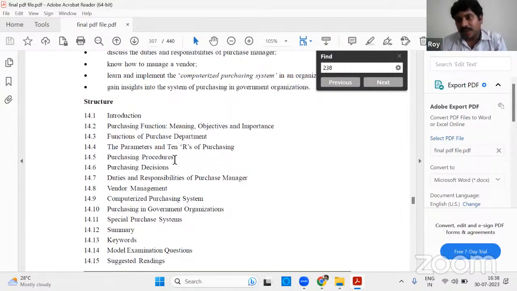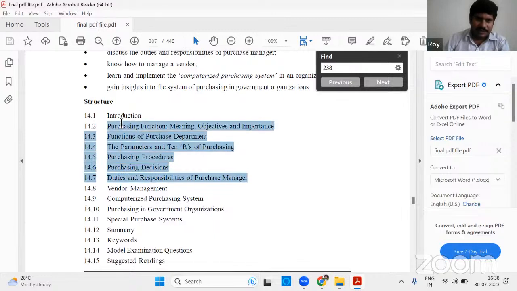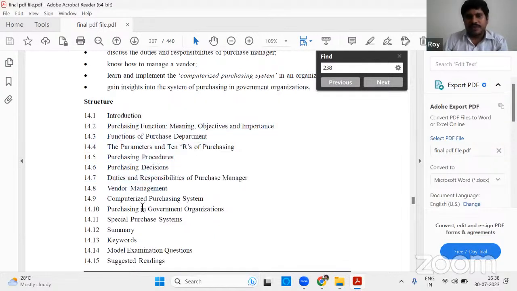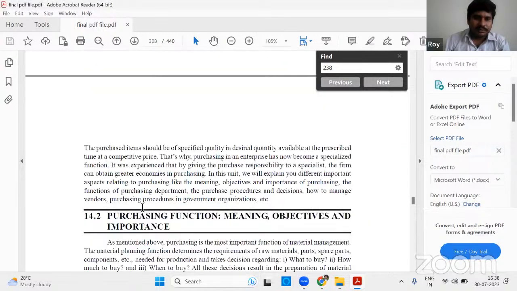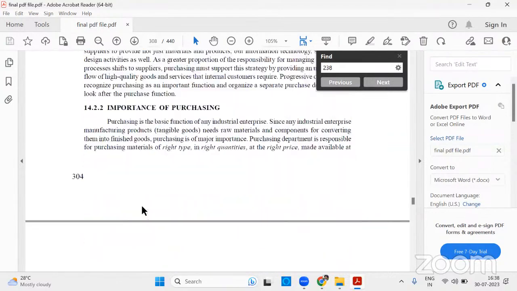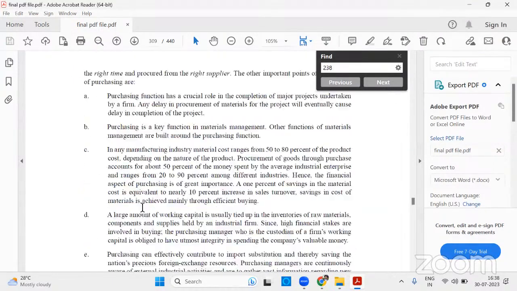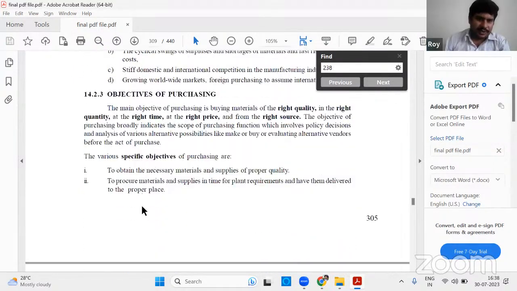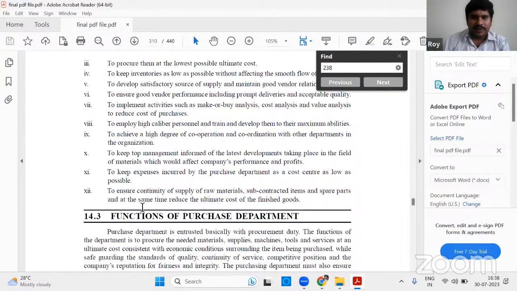Purchasing decisions. What are the things that you will consider when you are purchasing a product? The raw material cost, the transportation cost, the quality cost, the frequency, etc. Half of this part is about the purchase manager. The next one is vendor management. This is very important. Who is a vendor? What is another name for vendor? Who will supply the raw material? Simple, supplier. Generally we use vendor or supplier here and there.